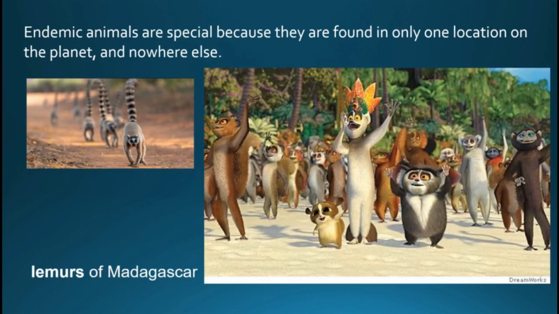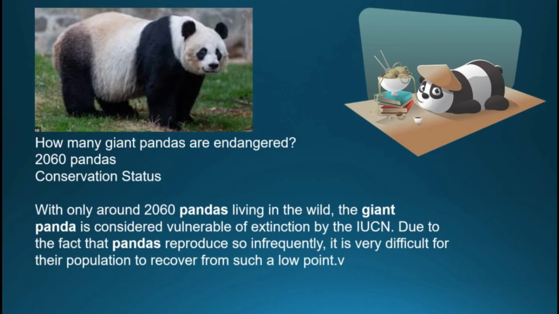Many lemurs are seen on this picture. Now look at the story of the panda. There are only 2060 pandas available in the world right now, and this is 2020 data. And why is it so?